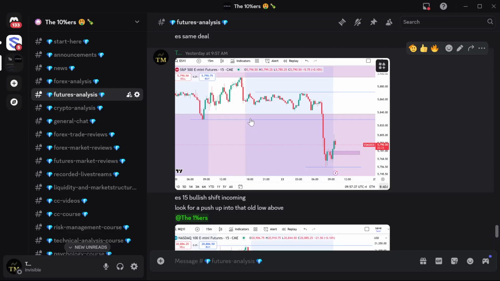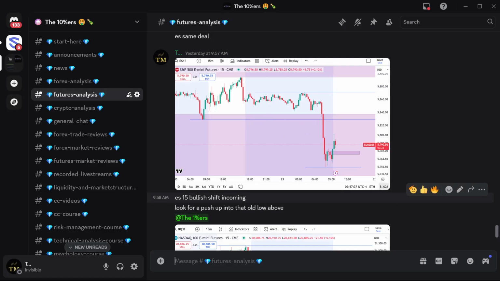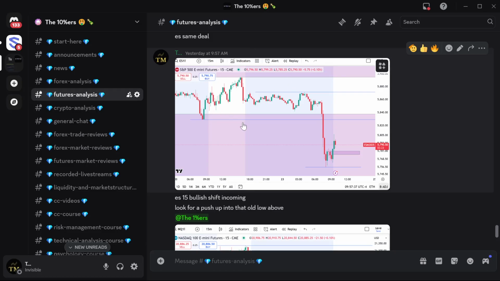So navigating into the Discord chat to show you the chart I plugged: ES 15-minute bullish shift incoming. That was yesterday, 9:57, timestamped as always. And I know it's on somebody's mind already, just to clear this up, thinking, oh, you trade futures? I didn't know you traded futures. I don't trade futures. I trade Forex.